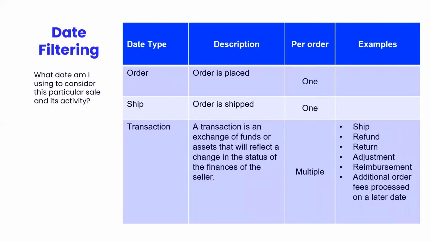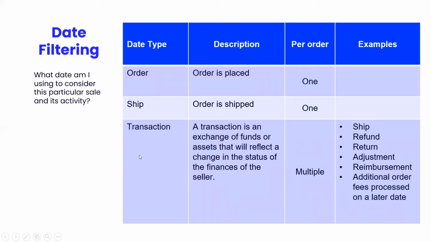Now, before we look at the actual reports, let's go through the date type options you can use when running these reports. There are three basic date type options when running your profit and loss reports. You have your order and ship dates, which are quite simple. The order and ship dates have only one date per order because obviously when an order is placed, there's only one date. And then the ship date, because we don't do partially shipped orders in Sellercloud, there's only one ship date for each and every order.